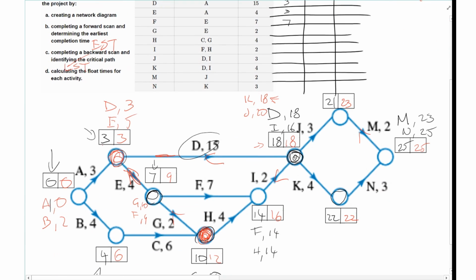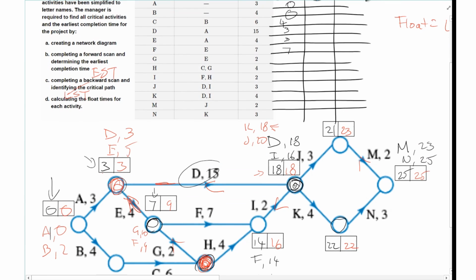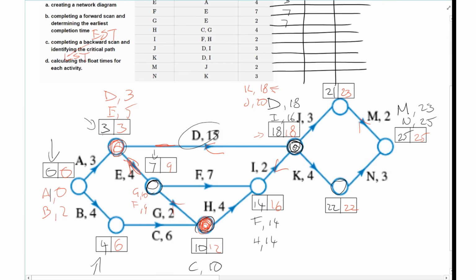The earliest start time for G is going to be 7. It's in the same spot as F, so I can put a 7 there. The earliest start time for H is going to be 10. That one there.